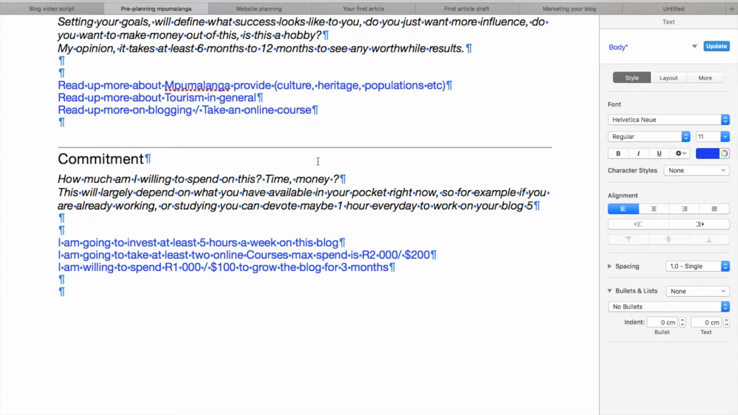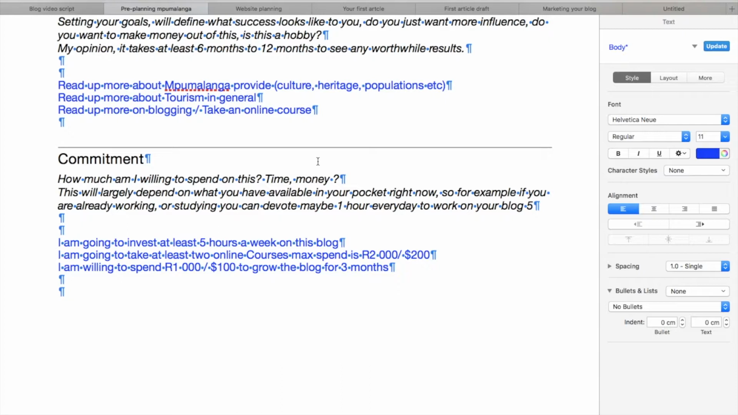Are you going to blog just before you go to work or after work? Do you have to go to the gym afterwards? If you have children, do you have to deal with that? So these are honest questions that you need to ask yourself. How much time can you really afford to spend on this blog? And you need to plan it.